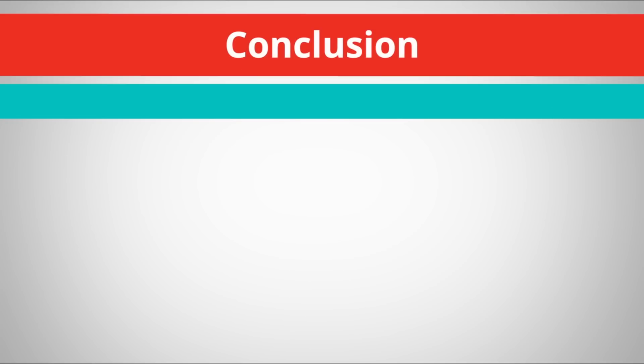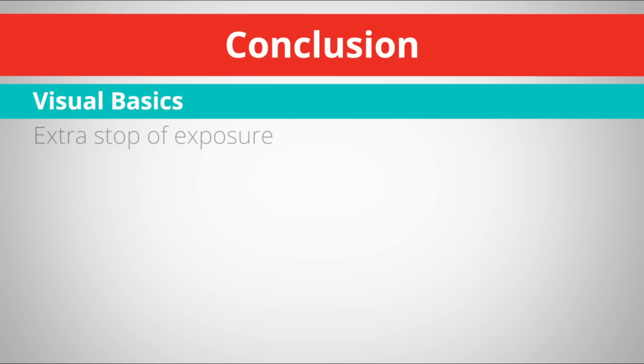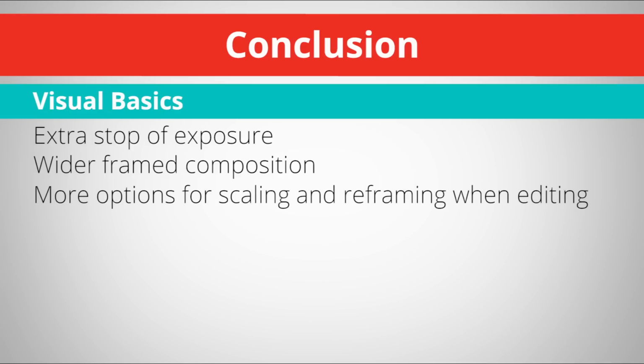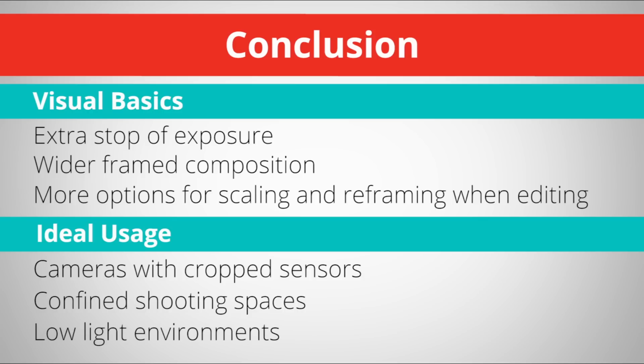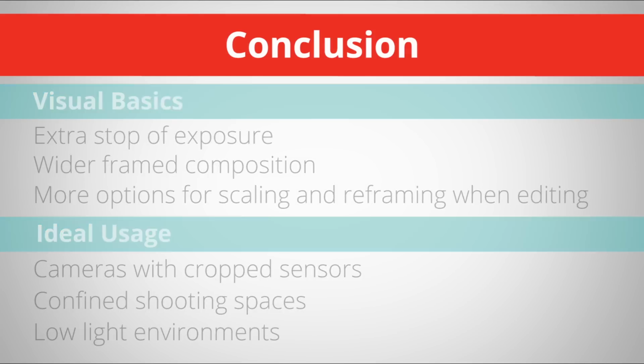To wrap up, footage taken with a Speed Booster grants at least an extra stop of exposure, a wider composition, and ultimately more options than footage taken without one. If you're shooting on a camera with a crop sensor, or know that you'll be shooting in a confined or dimly lit space, a Speed Booster is an excellent tool for overcoming all these shortcomings at once.